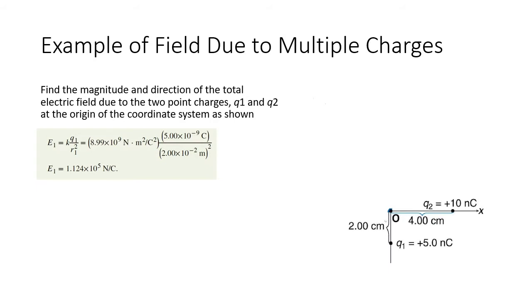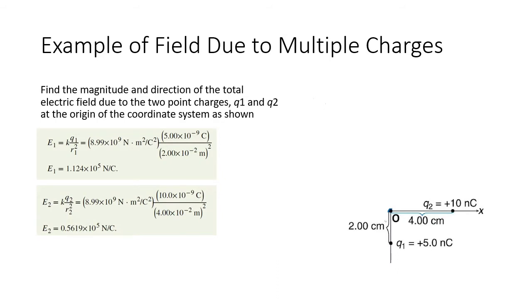Well, r is 2 centimeters. Again, we have to put that in SI units, so we have 2 times 10 to the negative 2 to convert it from centimeters to meters. We plug that all in the calculator and we get 1.124 times 10 to the 5 newtons per coulomb.